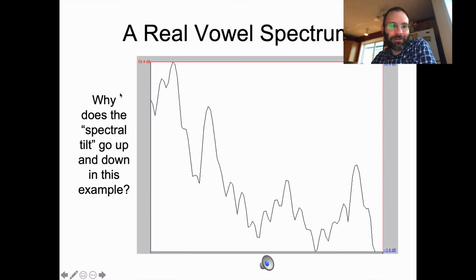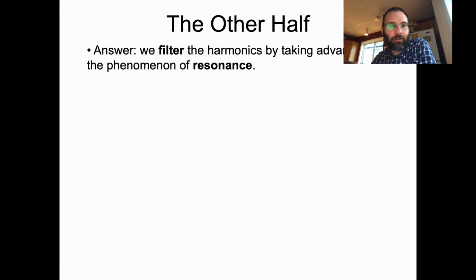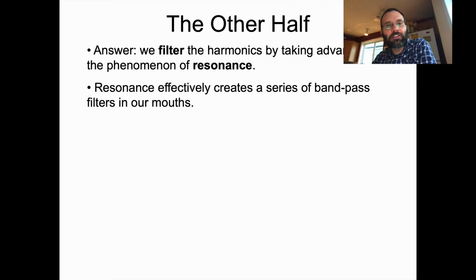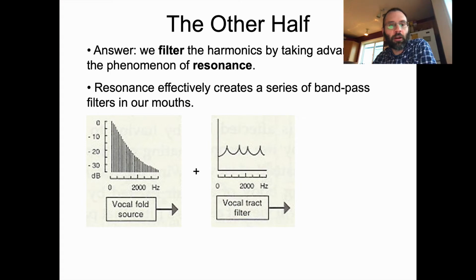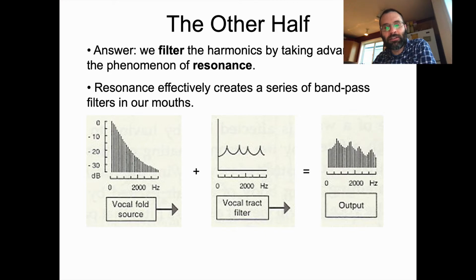question is. Why does spectral tilt go up and down in this example rather than just straight down? And the answer is what the topic of the lecture is supposed to be about, which is resonance. So we're filtering the harmonics in the sort of underlying source signal in this complex wave by taking advantage of the phenomenon of resonance. So resonance effectively creates a series of bandpass filters in our mouths, is one way to look at it. And those bandpass filters are going to basically intensify some of the harmonics in the underlying complex wave, and they're going to dampen out the intensity of other harmonics.